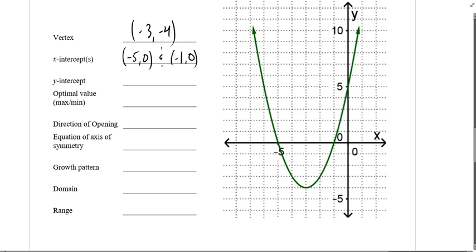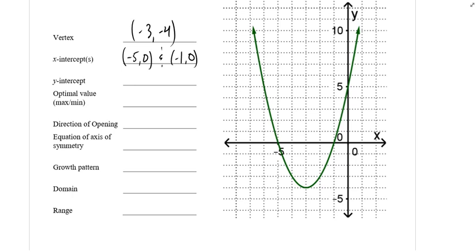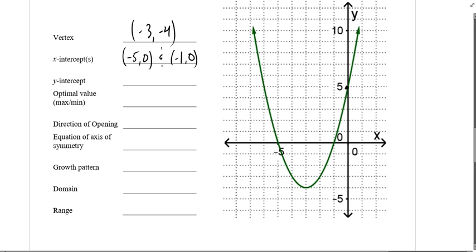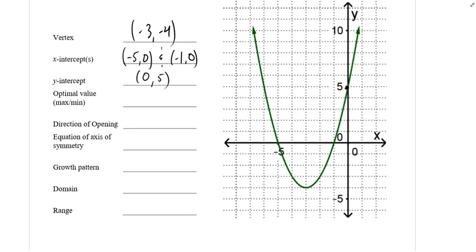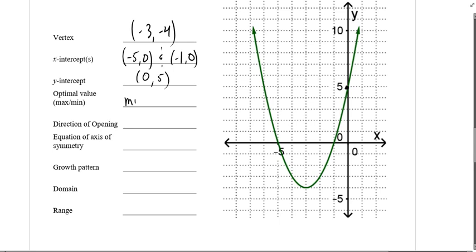Where's the y-intercept? We can see it on this one. Somebody else. Trinity, what do you think? 0, 5. Very nice. There it is right there. So 0, 5. Where's the optimal value? We're going to say what it is. So is it a max or a min? And then where is it? What's the value? Natalie? Min of -4. Very good. Direction of opening? It's an easy one. Very nice. See, you redeemed yourself.